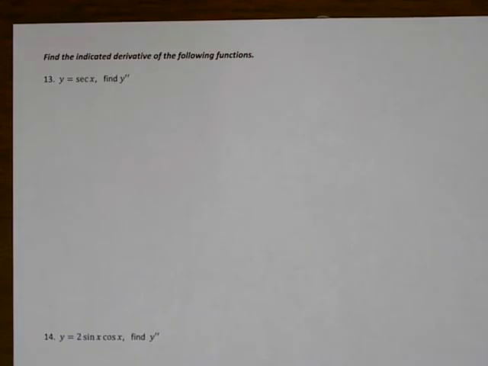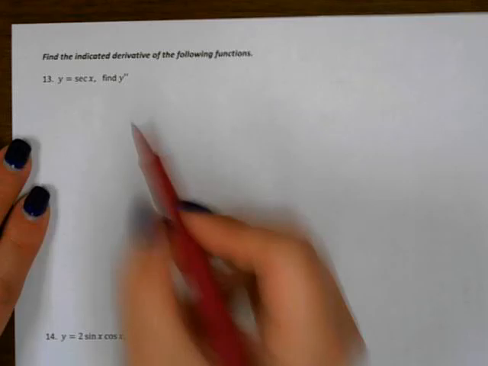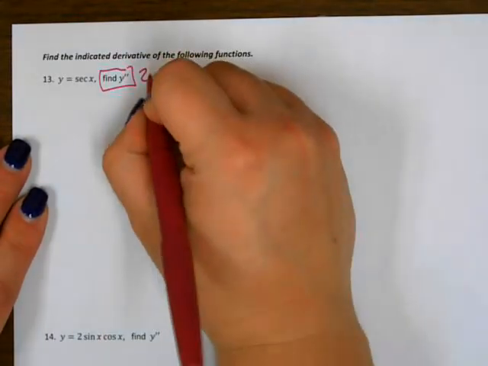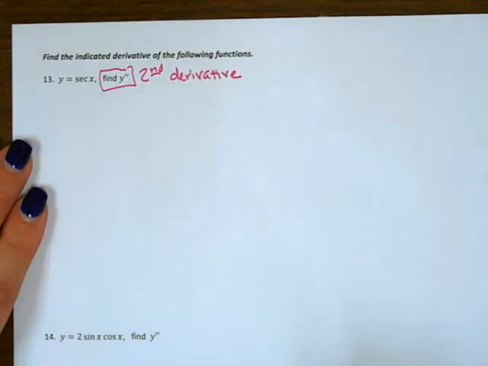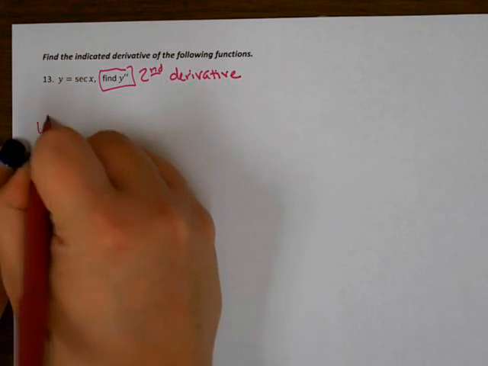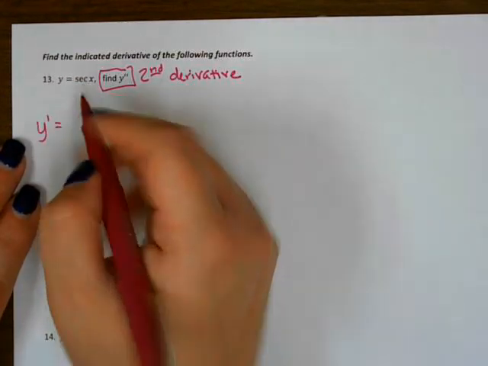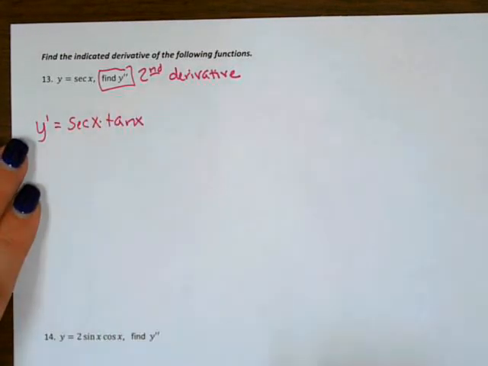Now we need to look at a couple more examples real fast. So if you look, number 13 gives you y equals the secant of x, but it asks you to find y double prime. All this means is find the second derivative. So we haven't really talked about that, but really all that means is take the first derivative and then take the derivative again, and that's the second derivative. It's not that hard. So let's take the first derivative. So y prime means what's the derivative of secant of x? And it's secant x times tangent x. So that's nice and easy.